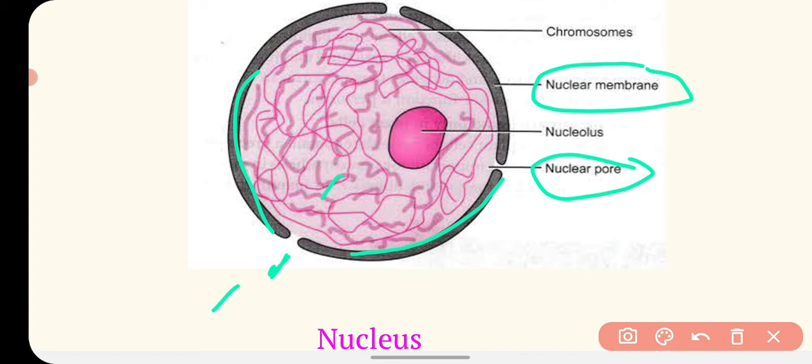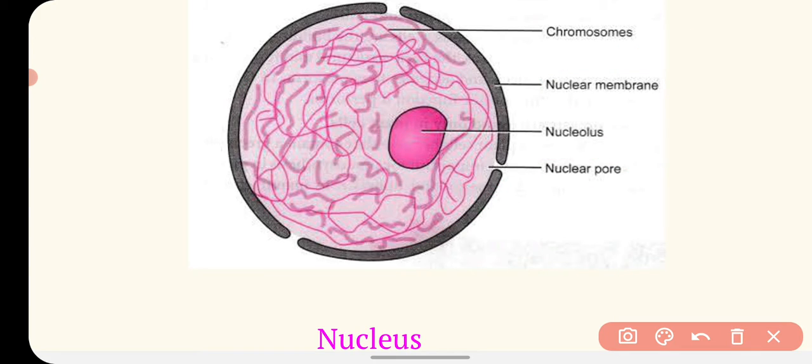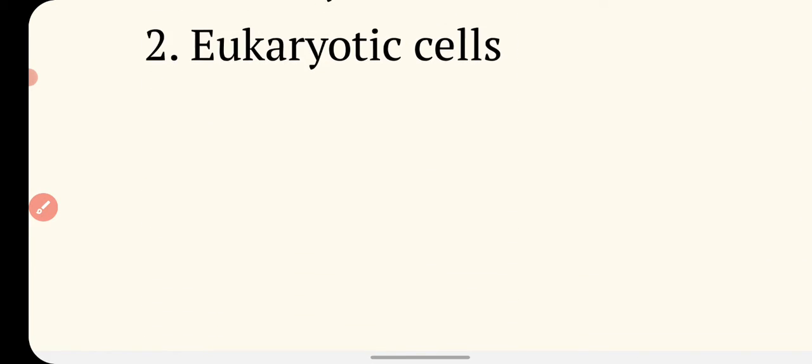Inside the nuclear membrane there is an entangled, thread-like structure, which is the chromosome, and there is another rounded structure called the nucleolus. So this is the complete true nucleus, which has a nuclear membrane, nucleolus, nuclear pore and chromosome. Now we will talk about what a prokaryotic cell and a eukaryotic cell are.